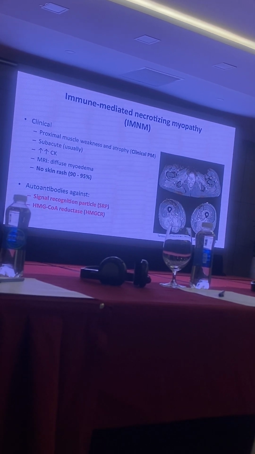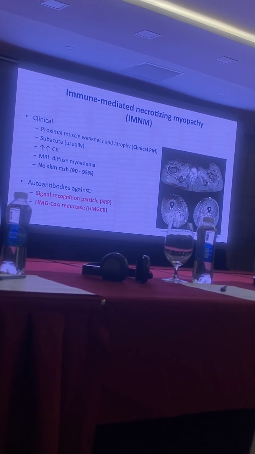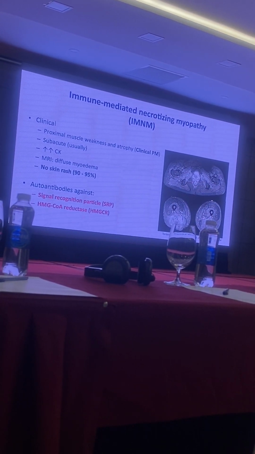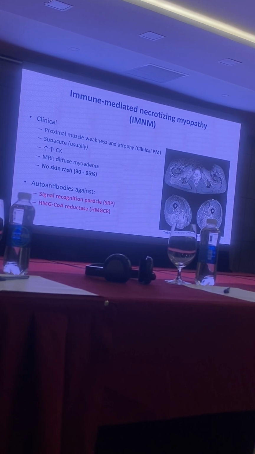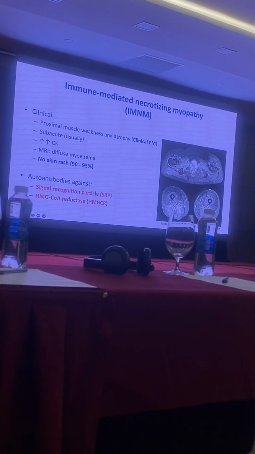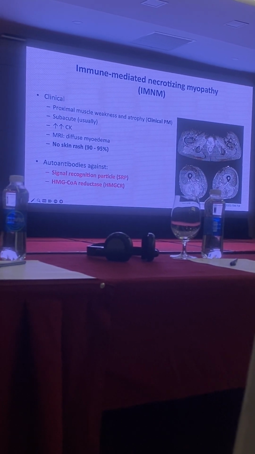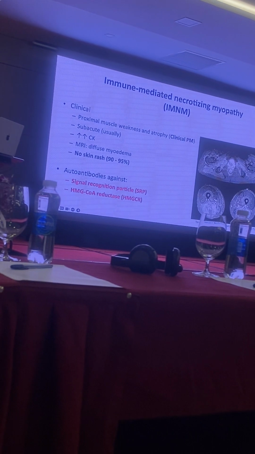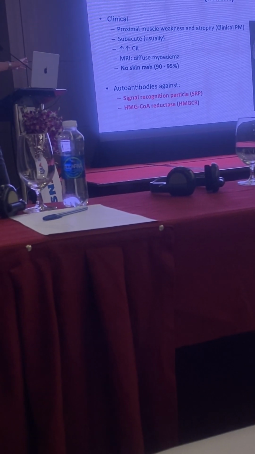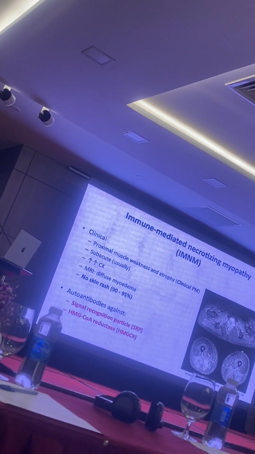Clinically, this is the classical polymyositis. Patients usually have proximal muscle weakness, subacute, progressive, and CK is high, over 1,000 usually. On MRI, you can see diffuse edema like this. And typically no skin rash. There are two specific autoantibodies so far identified. One is SRP and the other one is HMGCR antibodies.